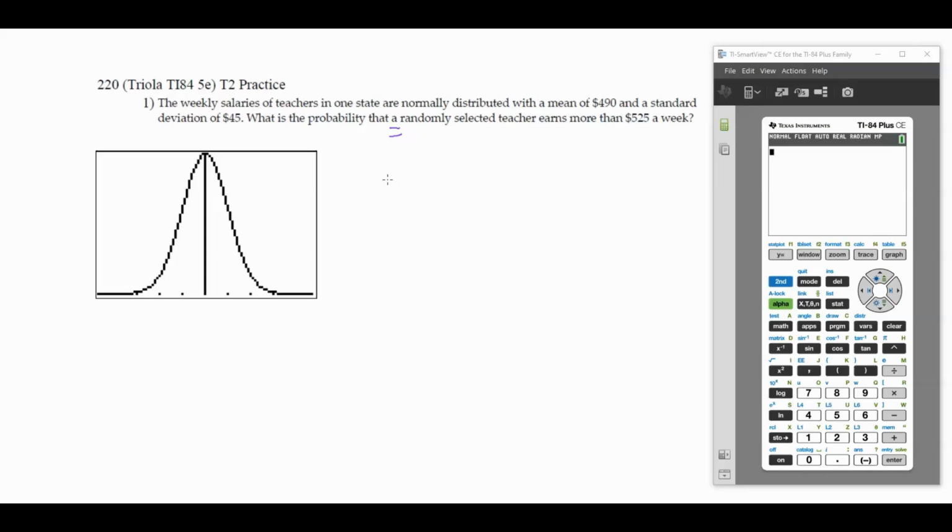So I have X representing the salary. That's normally distributed with a mean of 490 and a standard deviation of 45. And the question asks if one single randomly selected teacher earns more than $525 a week. So a single teacher, that's a single value of the random variable X. So its probability of X is greater than 525.